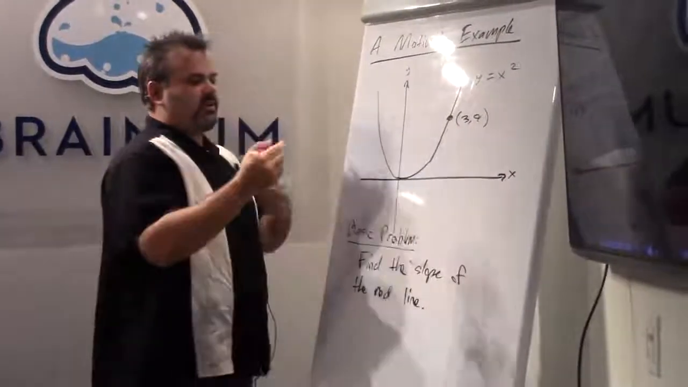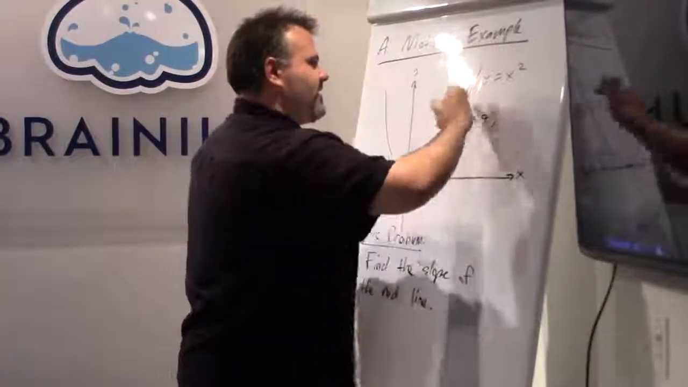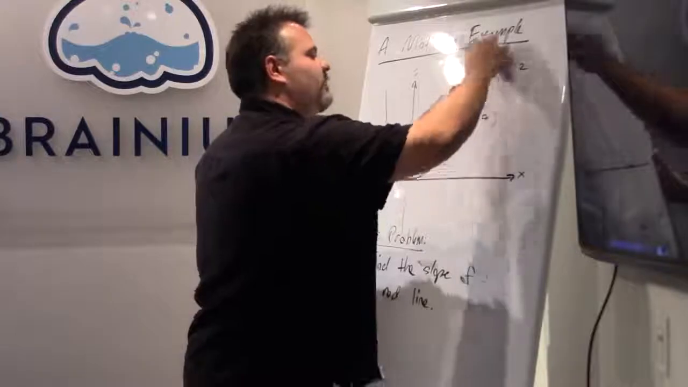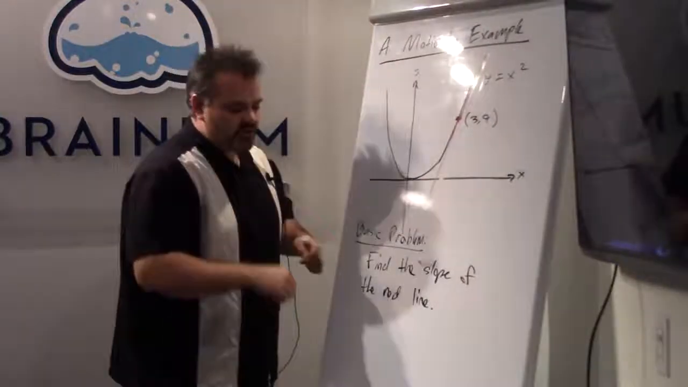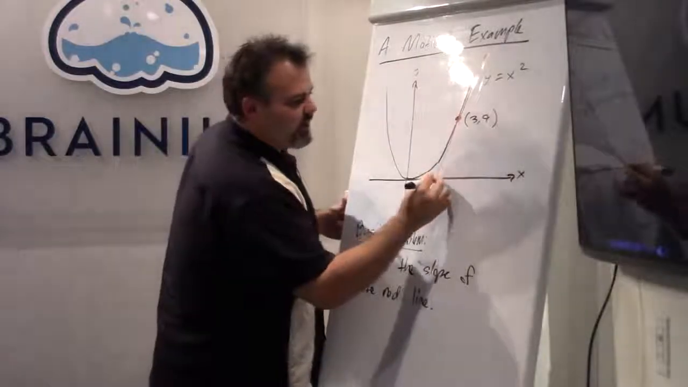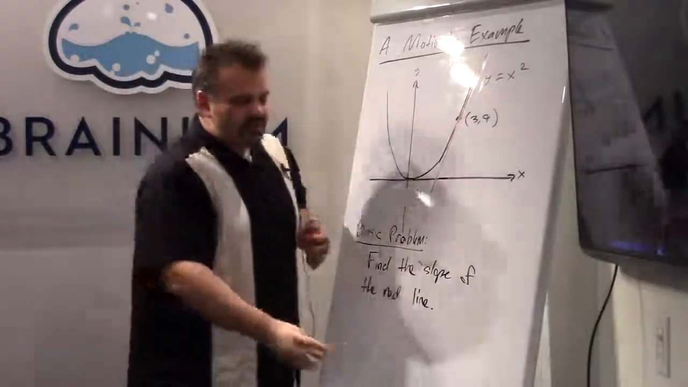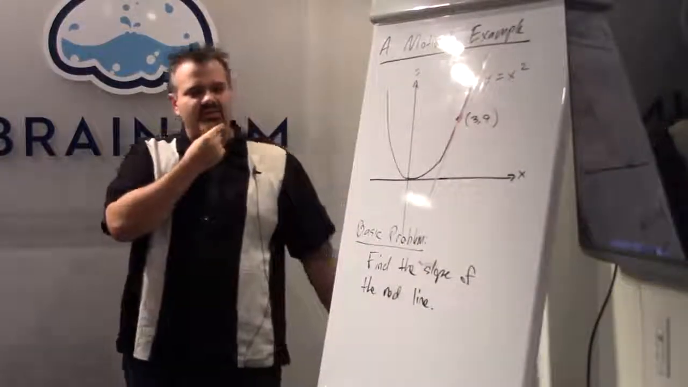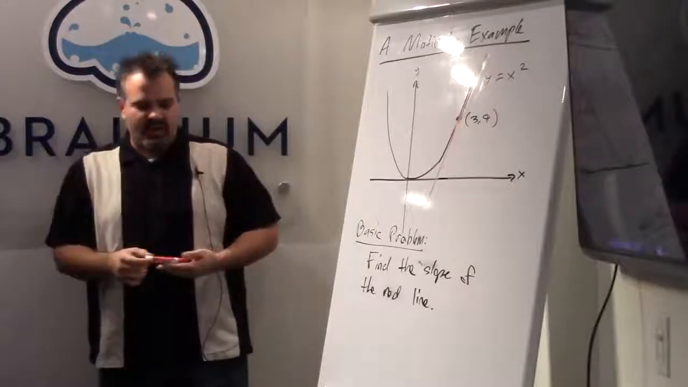is we're going to draw a red line right here. And that red line, we want it to be tangent to this curve. And what I mean by tangent, I'm not going to say. We can kind of look at that and say, okay, that's tangent to the curve. And we want to find the slope of this red line.